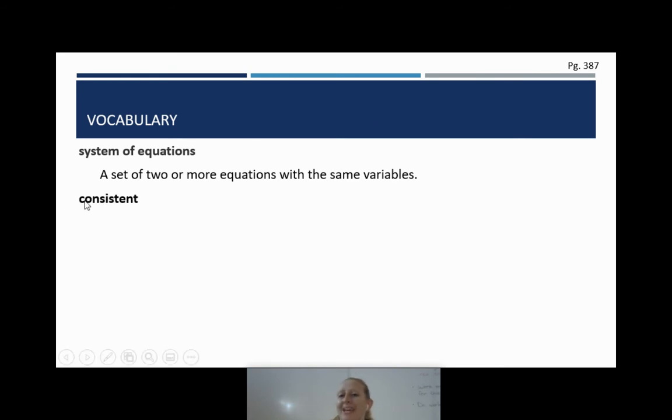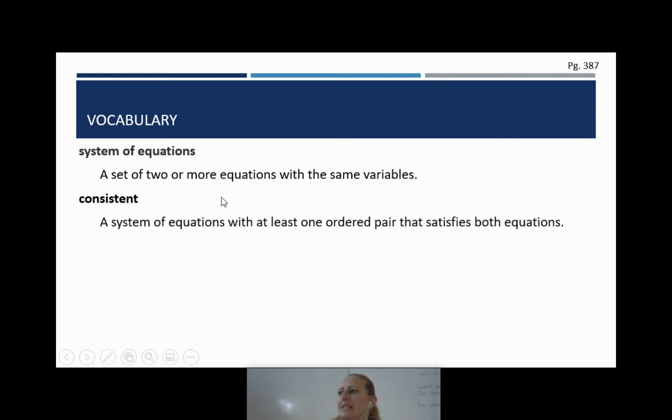When we're talking about a consistent system of equations, a system of equations with at least one ordered pair that satisfies both equations, that's a consistent equation. Hey, there's at least one point on that graph that's true for both of those equations. Yay. It's on both of those lines. Now, there are a couple scenarios that can happen.